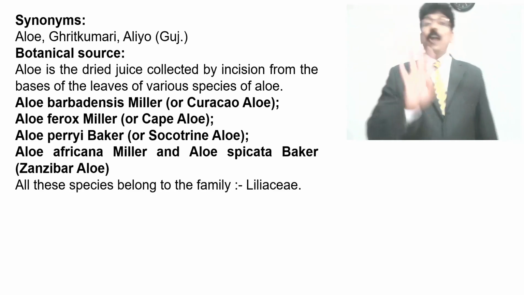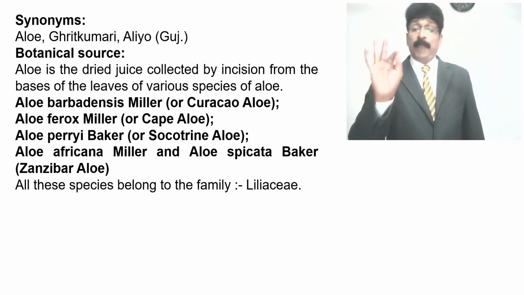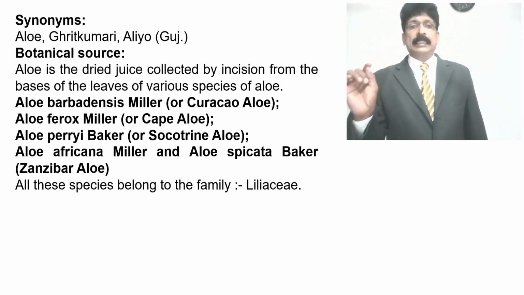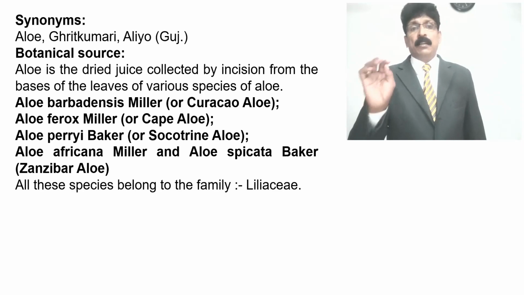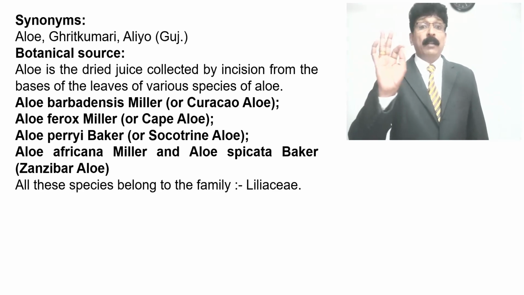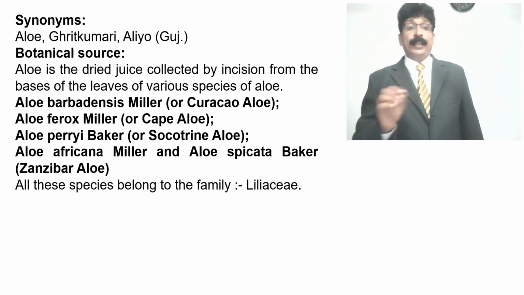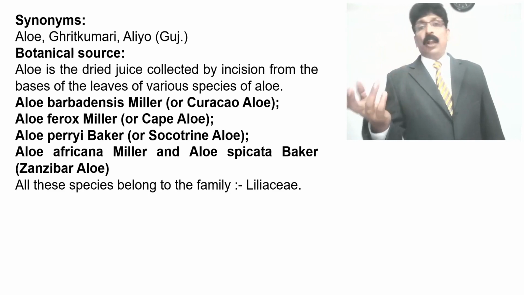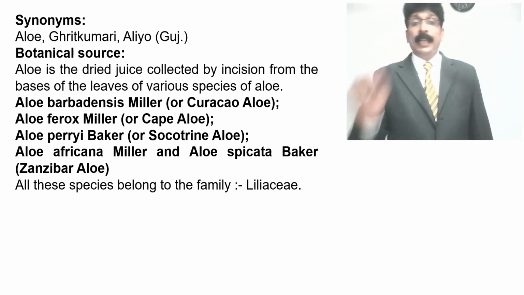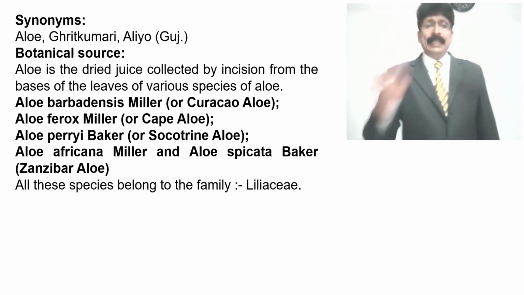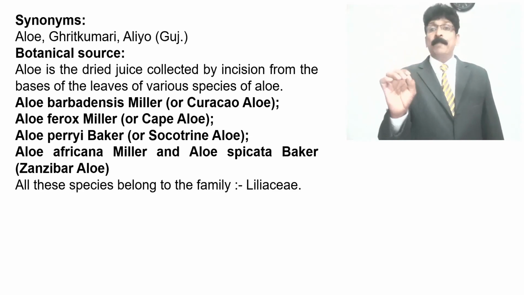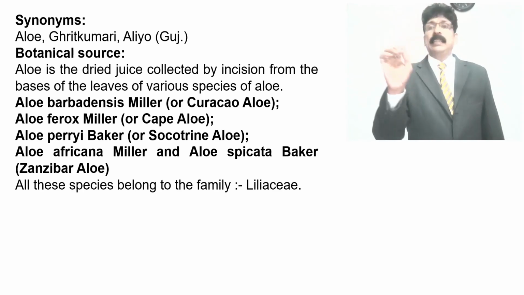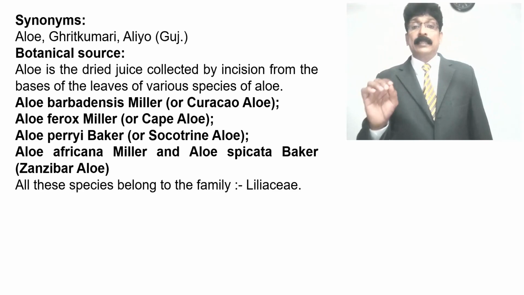There is Aloe barbadensis Miller, the scientist's name. It is the main one, Curacao aloe, cultivated in Barbados. Aloe ferox, also identified by Miller, or you can say Cape aloe, is in South Africa. Aloe perryi Baker is called Socotrin aloe. It is an Arab-based aloe. And Aloe africana, also Aloe spicata Baker, is available in East Africa, that is the Tanzanian area.